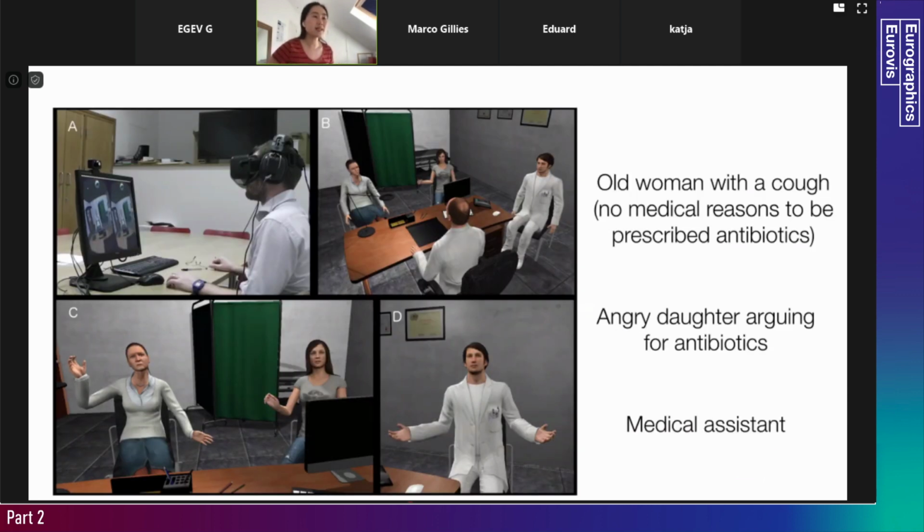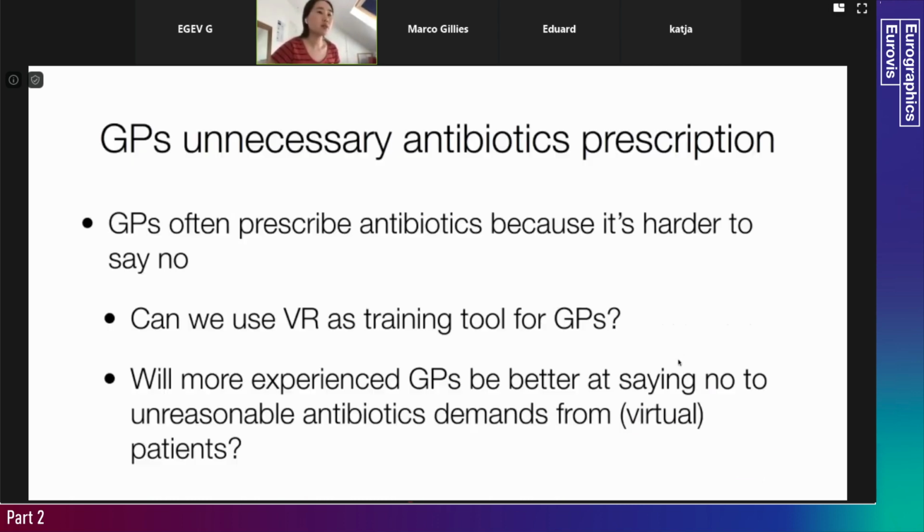So we designed this scenario where an old woman comes in with a cough, but there are no other medical reasons to prescribe antibiotics. But she came with her daughter, who is really angry. She's about to go on holiday, and she doesn't want to leave her mom without antibiotics because she thinks that will really fix whatever she's having. We also had a medical assistant there, because we can't actually ask the medical doctor to run a temperature test on the patient. The medical assistant will intervene, saying, "Hey, we've got her temperature already," and so on. So that's the scenario.